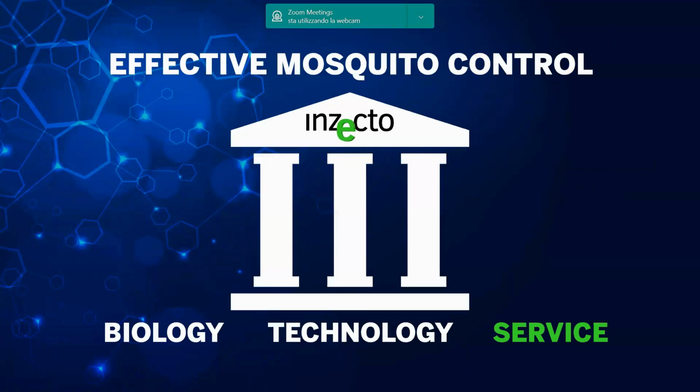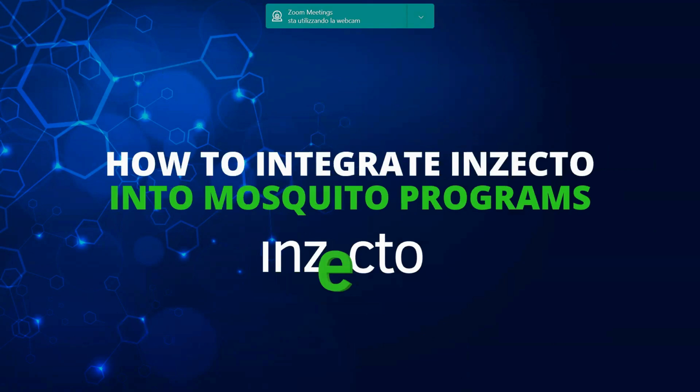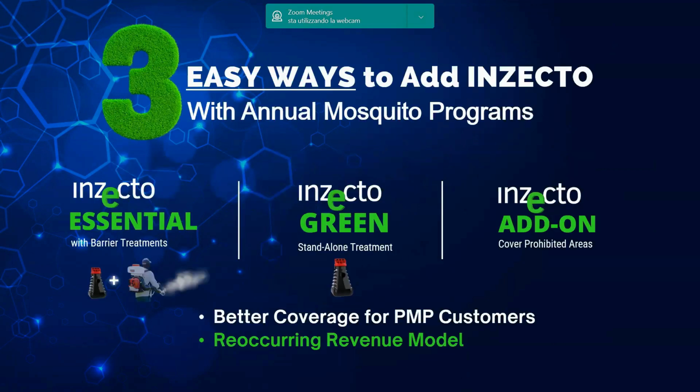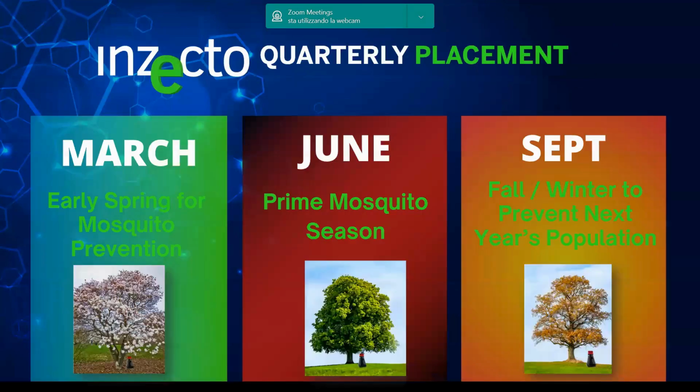Service. How this translates into service and how you integrate the INZECTO with the programs. We came up with some ideas, and you may decide which one fits you the best. Essential, green, and on. We recommend at least 3 deployments: March, April, depending on where you are, June at the prime time of the mosquito season, and in September, when it might rain more often, but also when the mosquitoes that are active then are the mosquitoes that are going to lay the eggs that will survive the winter.